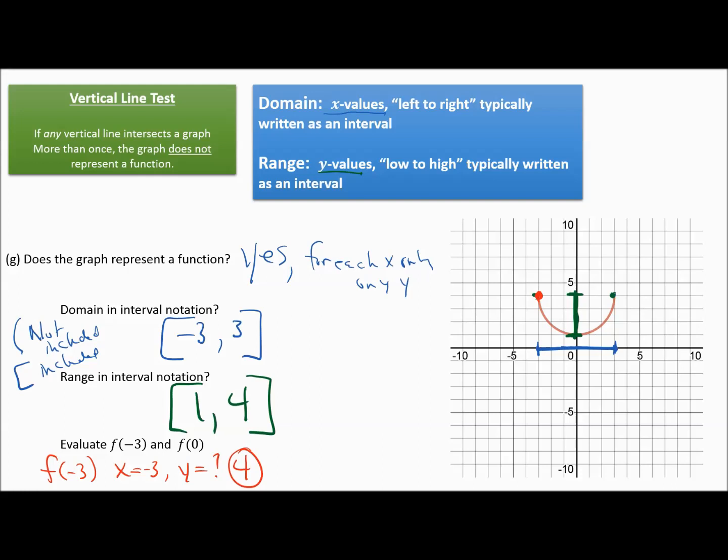Now let's take a look at the second question. What is f of 0? What that really means is when x is 0, what is y? So I go to the point when x is 0, that's right here. I go meet the graph. Well, what is that y value right there in black? When x is 0, y is 1. So we could say f of 0 is equal to 1.